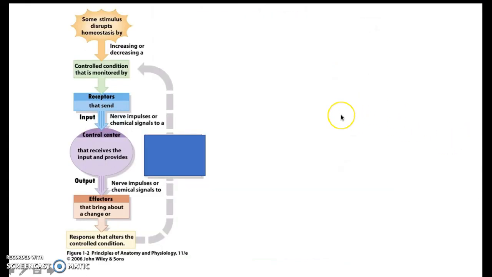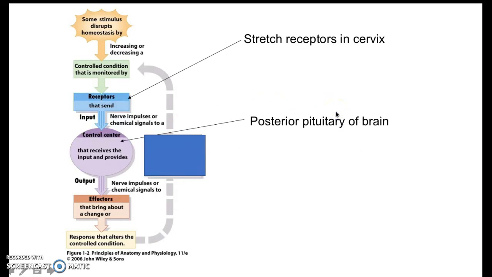In this particular example, if we were to plug these components into our scheme, our flow of information, we would say that the receptors are the stretch receptors in the cervix. They are detecting the stretch. The control center we could identify as the posterior pituitary of the brain, which releases the oxytocin. The oxytocin acts on the effector, which in this case is the wall of the uterus, which brings about more forceful contraction. In this example, the initial stimulus, stretch of the cervix, produces a response that is actually more stretch of the cervix.